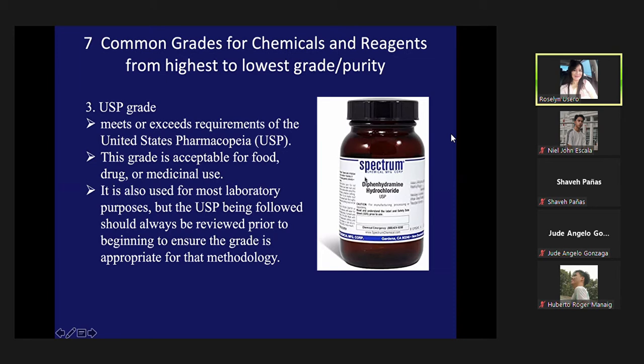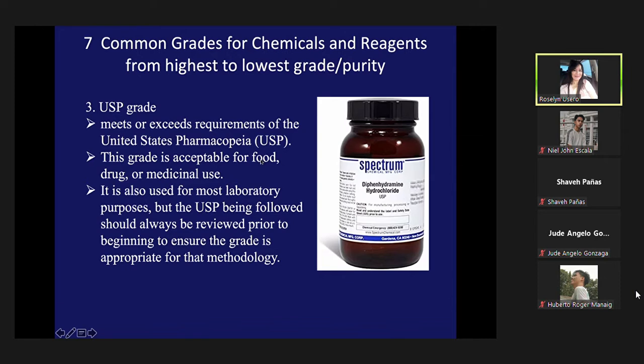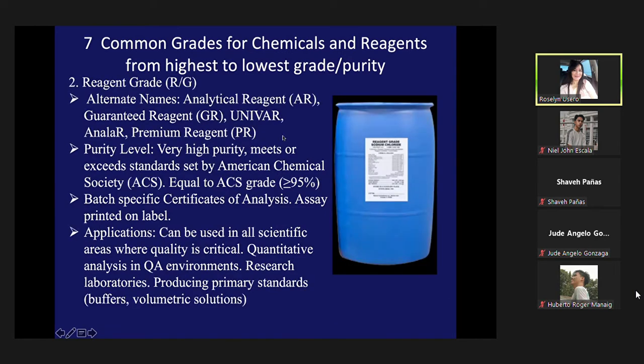So, ini siya, nga grade. If you have options, mas mayo nga mo ning gamiton yun sa anal chem. Although it is accepted for food or drug, pero when it comes to research, mas mayo ang AR.